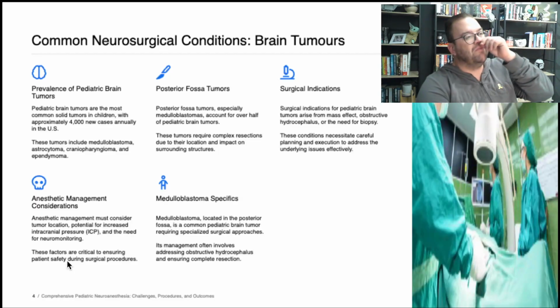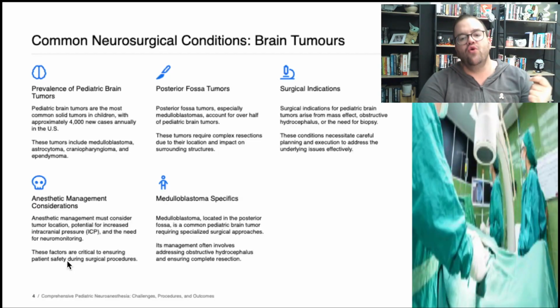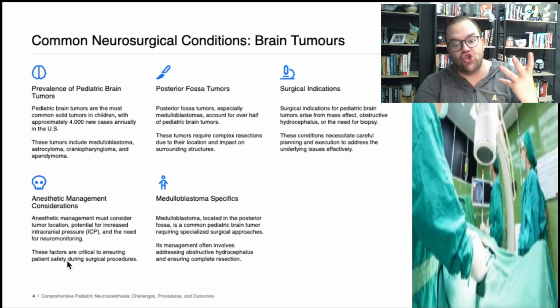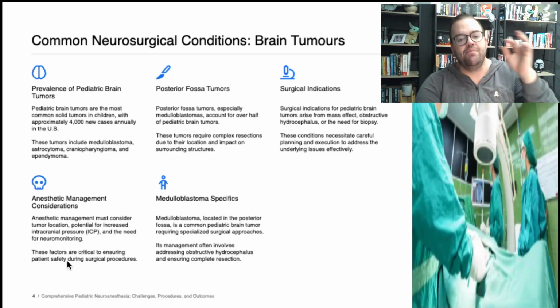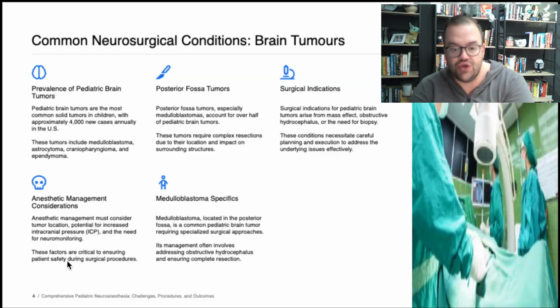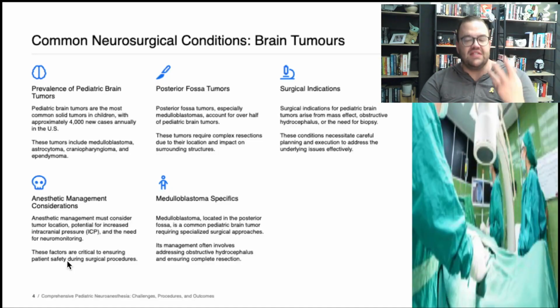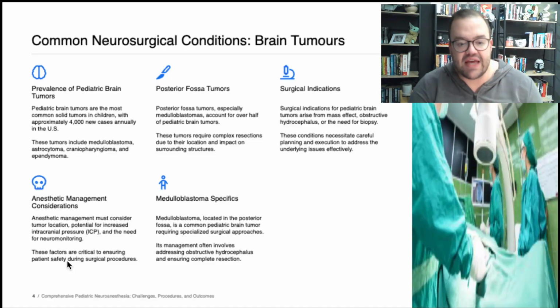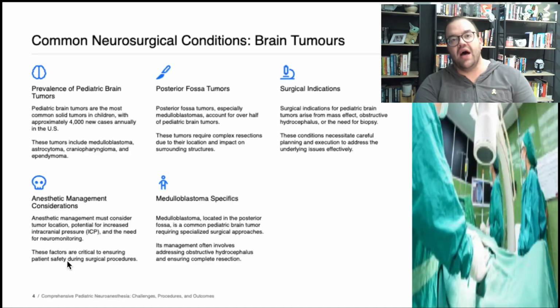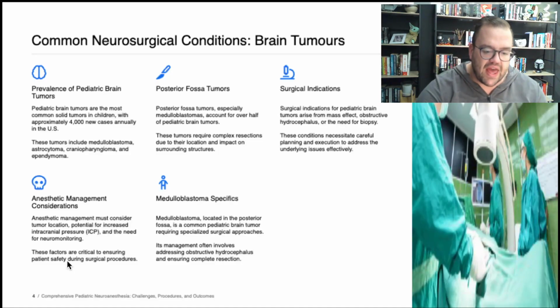We need to maintain cerebral blood flow. We need to try and reduce intracranial pressure. We need to keep up with bleeding, and bleeding from brain tumors in children can be swift, rapid, and catastrophic. We need good communication. We need to consider, as we have in scoliosis surgery, that we may be doing neuromonitoring, so that necessitates a total intravenous anesthetic without the use of volatiles or muscle relaxants.